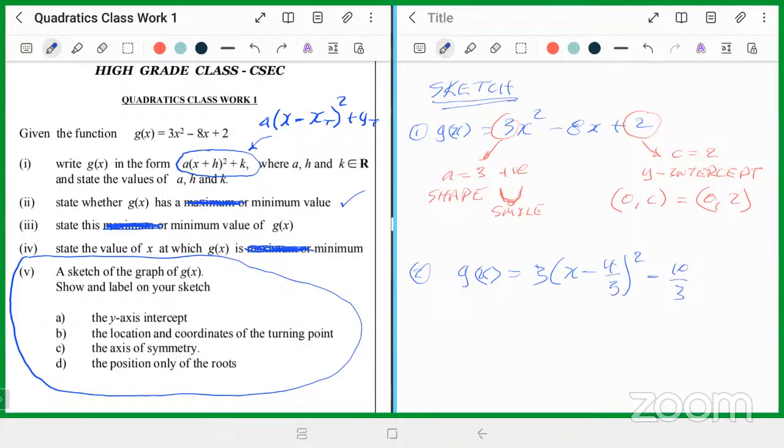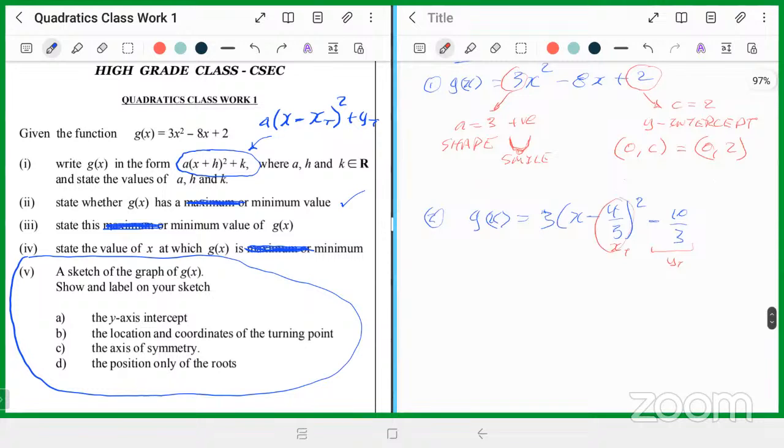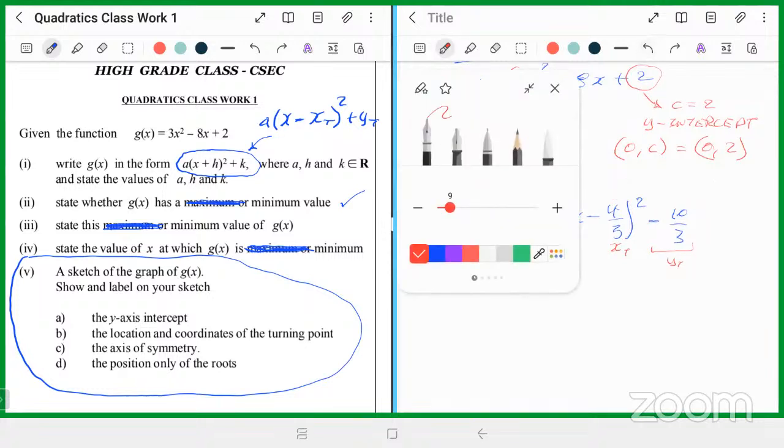Now, this is in the form x minus xt. So this value is xt, and all of this is yt. This form gives you some information about the turning point. Based on this form, the xt is the x value at the turning point and the yt is the y value at the turning point. And it's a minimum point.